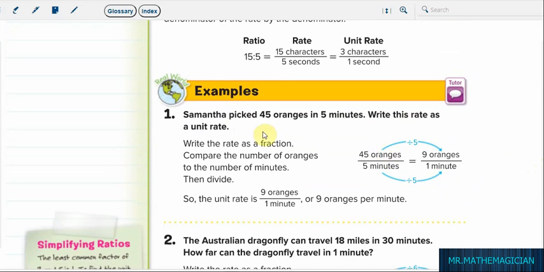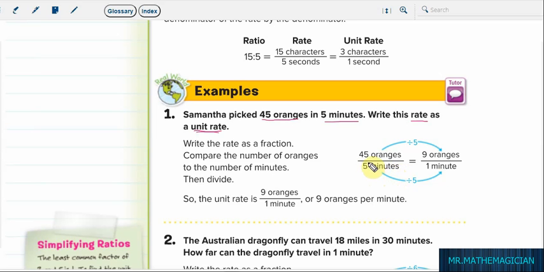Example 1. Samantha picked 45 oranges in 5 minutes. Different units, so this is a rate. Write this rate as a unit rate. We mentioned that unit rate means the denominator must be 1. So we begin by writing 45 oranges in the numerator over 5 minutes in the denominator.